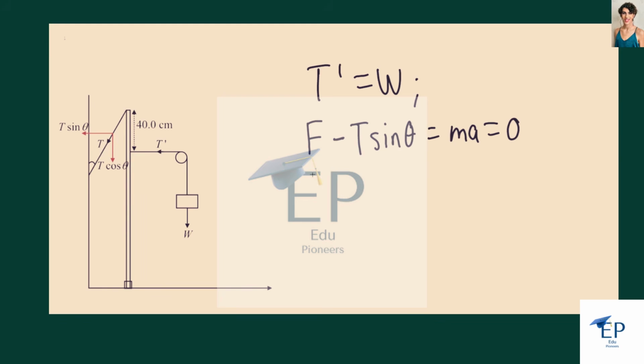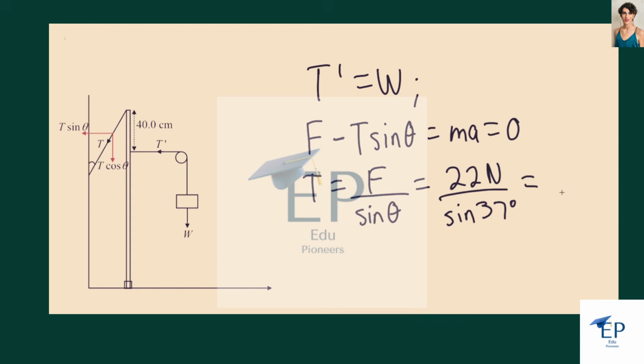So we can say that the tension force is going to be equal to the force divided by sine of theta. So this would be equal to 22 newtons divided by sine of 37 degrees. And this is giving us 36.6 newtons.